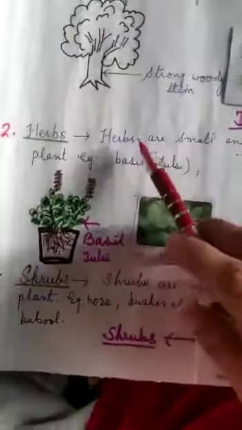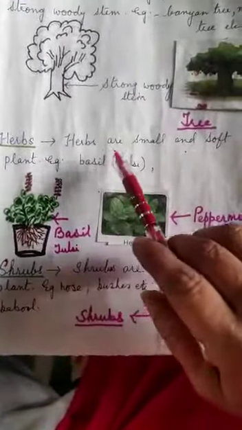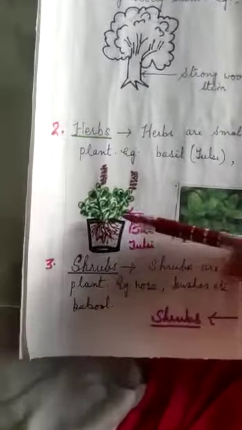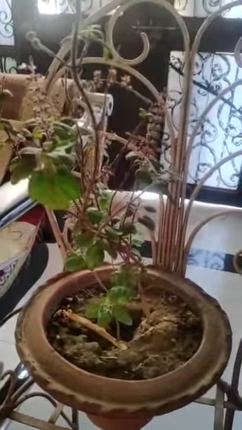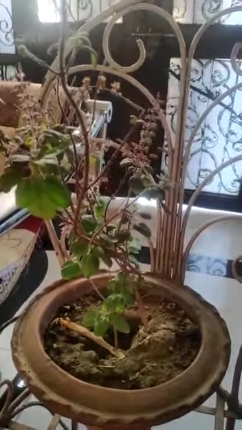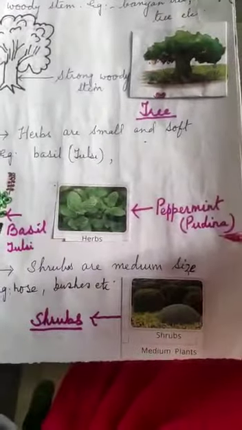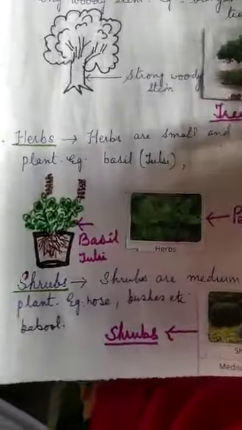Now, the second type of plant is herbs. Most of the herbs are medicinal plants. Herbs are small and soft plants. For example, basil. Here is the picture of basil. You can see the basil plant in the pot. I think you will recognize this basil plant. This is called tulsi in Hindi. Now, the second herb is peppermint. That is pudina. And your mama must be making chutney with that.